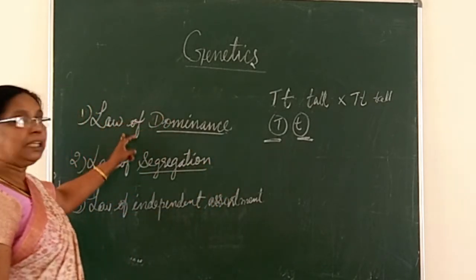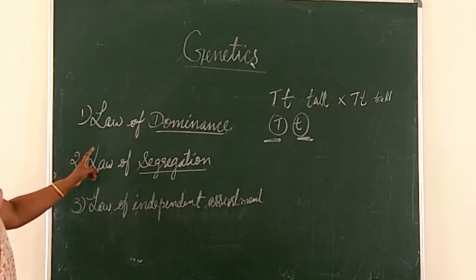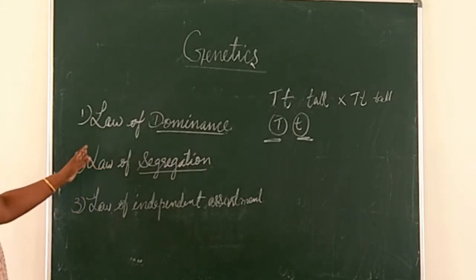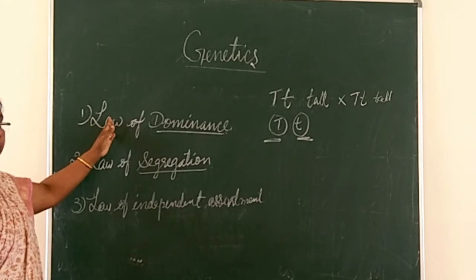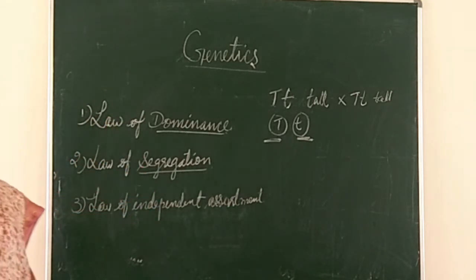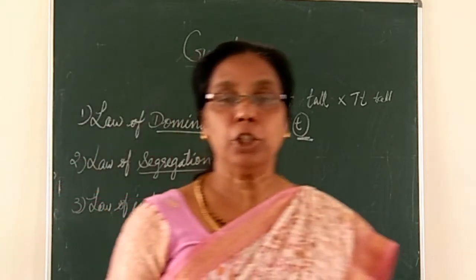These are the three main important laws of Gregor Mendel, and he is called the father of genetics. The first one is the law of dominance, the second one is the law of segregation, and the third one is the law of independent assortment.